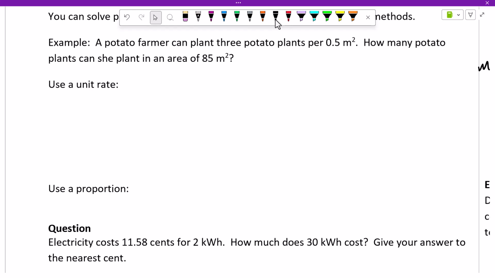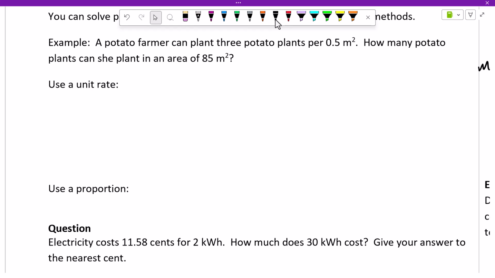But he's got 85 square meters. So how many potato plants can you have? You can set up with fractions, or you can set up with unit rates. Whenever there's a question with decimals in it, I think unit rate usually works out easier for students. You can do it both ways, so we'll just do it with a unit rate.